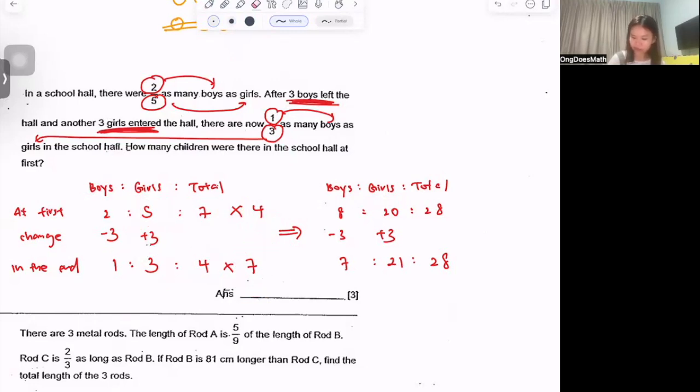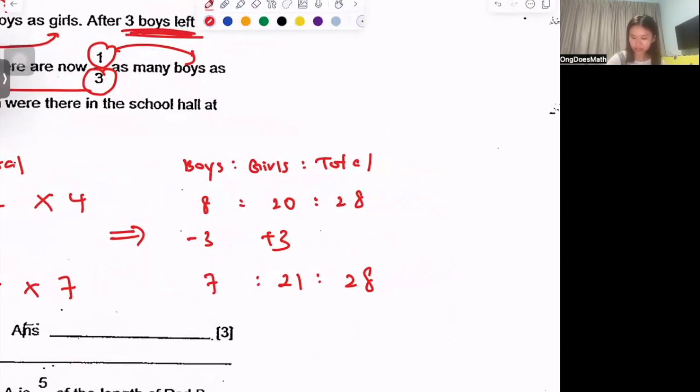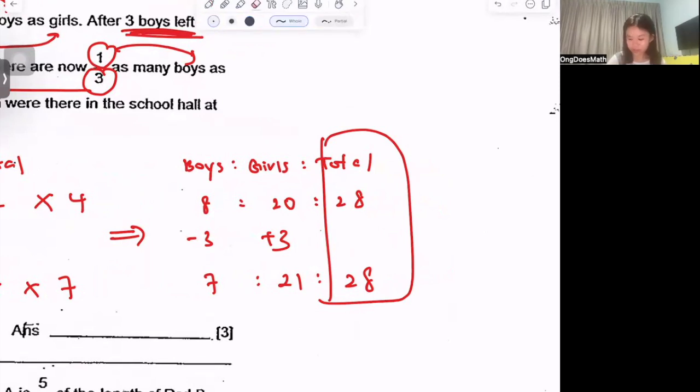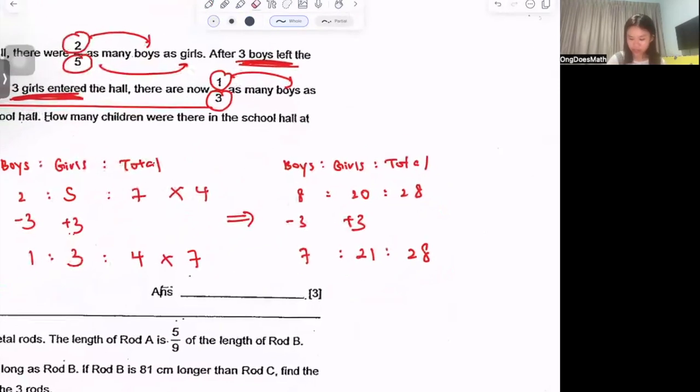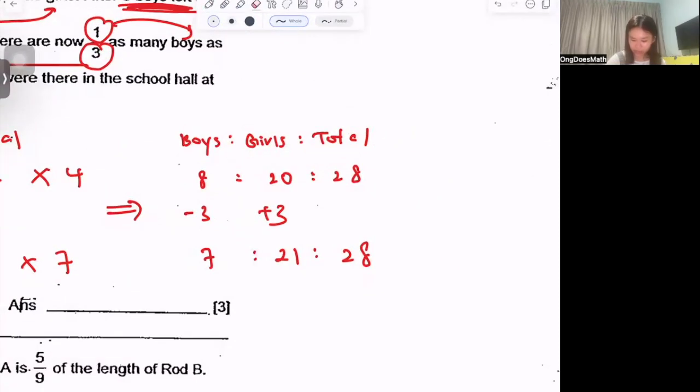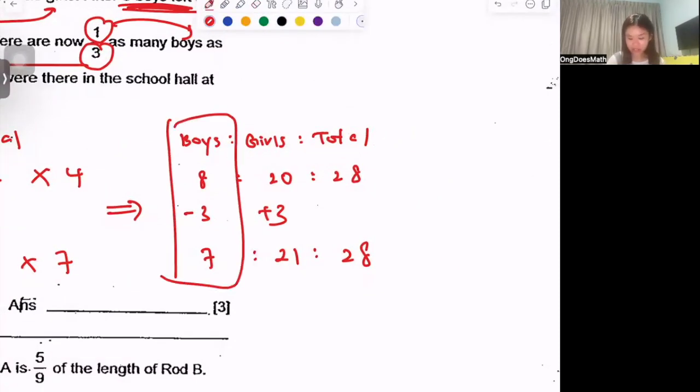So now I'll erase things to make things clearer. Okay, so this should be the final ratio. You can see that in the end, versus at first, the total number of students should be the same as what we have discussed earlier. Great. So now we can just focus on boys or on girls. You'll still get the same result. So if you just focus on boys, started with 8 units, end up with 7 units after 3 students left, which means 8 units minus 7 units, which is 1 unit. 1 unit belongs to 3.